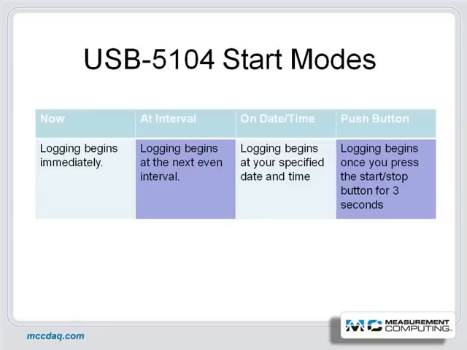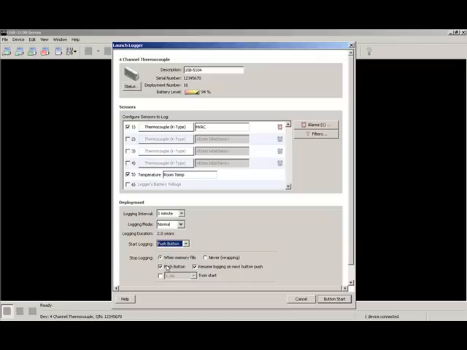There are 4 start modes to select from: now, at interval, on date and time, and push button. Now, logging begins immediately. At interval, logging begins at the next even interval. On date and time, logging begins at your specified date and time that you have selected. And on push button, logging begins once you press the start-stop button for 3 seconds.